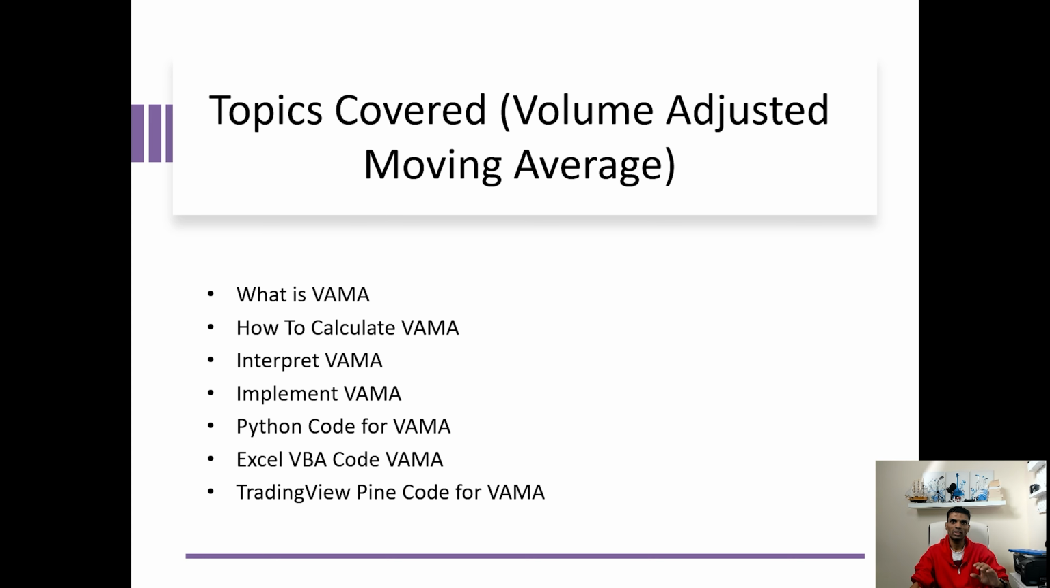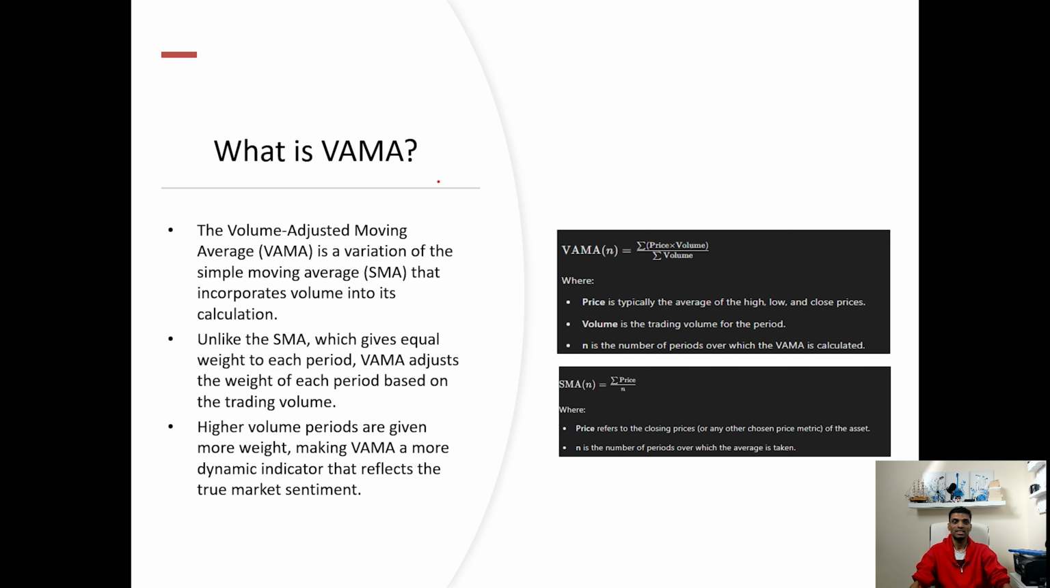Now, like I said, to calculate it you first need to calculate the typical price. Let me just show you the formula. Okay, so like I said, this is a variation of the simple moving average that incorporates volume into its calculation. Unlike a simple moving average, which gives equal weight to each period, VAMA adjusts the weight of each period based on the trading volume. So whenever there is high volume in a period, the indicator, or the trend, changes based on that. Which means the higher volume periods are given more weight, and this makes it a dynamic indicator that reflects the market sentiment, or what is happening in that market.